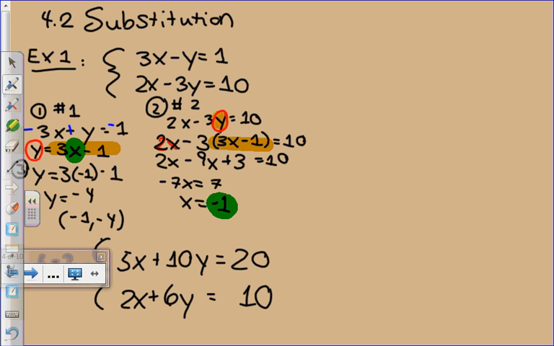Is it good enough just to leave that answer? What should we do? Check it. Here we go. 3 times negative 1. Negative times negative 4. Opposite, or minus negative 4, plus 4. Does that equal 1? Yeah. Okay, 2 times negative 1. Negative 3 times negative 4. So, does that equal 10? Yeah, you have the right answer.